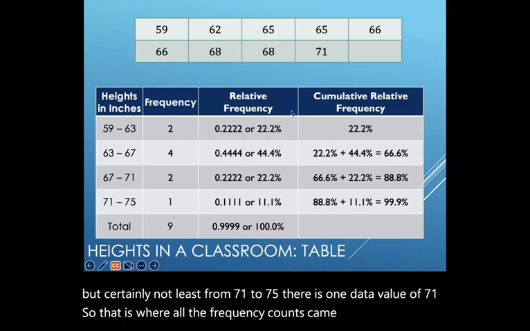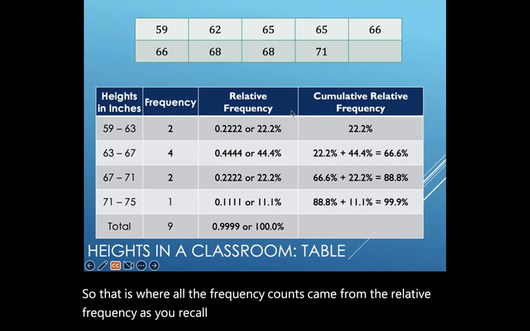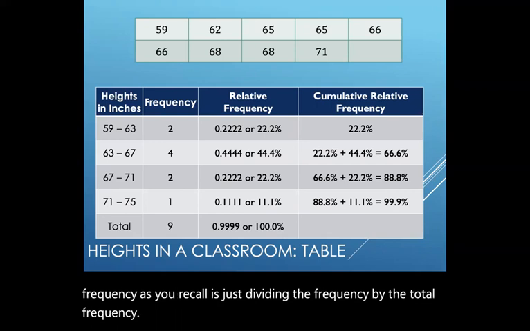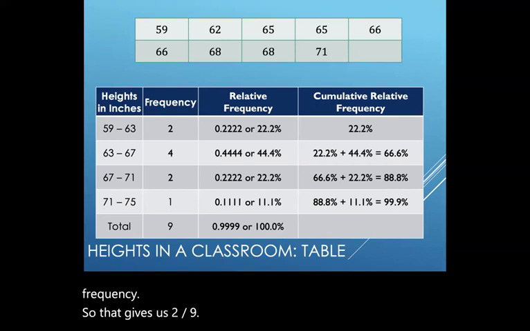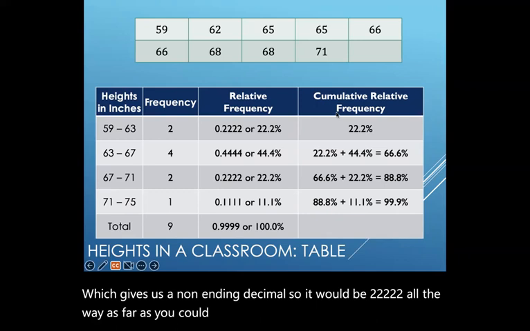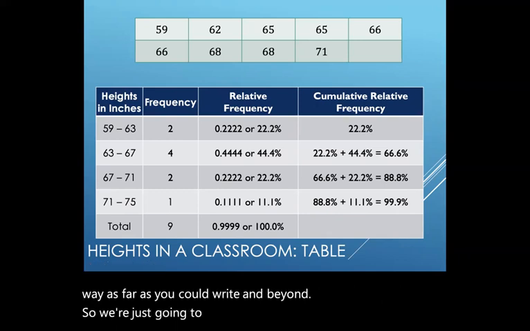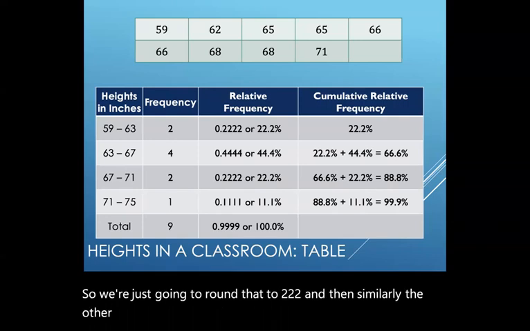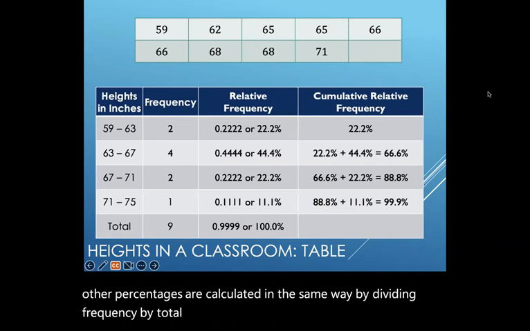The relative frequency, as you recall, is just dividing the frequency by the total frequency. So that gives us 2 divided by 9, which gives us a non-ending decimal. So it would be 0.22222 all the way as far as you could write and beyond. So we're just going to round that to 22.2%. And then similarly, the other percentages are calculated in the same way by dividing frequency by total frequency.